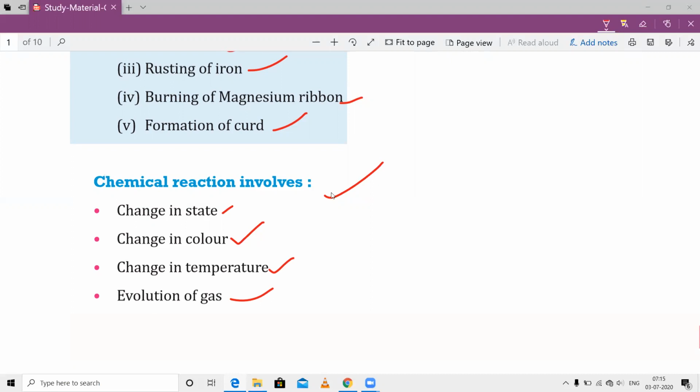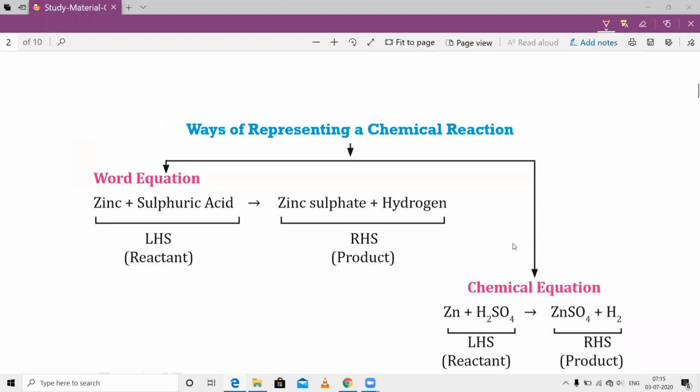So you have to write this down and list out what changes take place when a chemical reaction is involved: change in state, change in color, change in temperature, as well as change in gases, or evolution of gases. Okay. After that, this is the way.